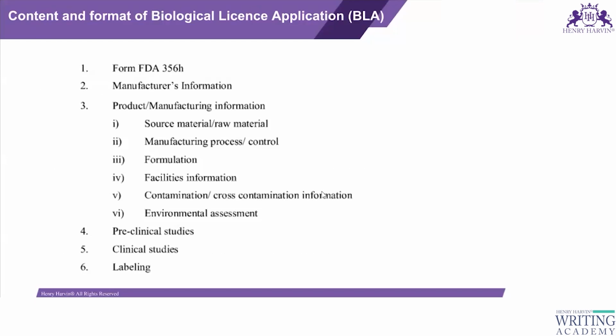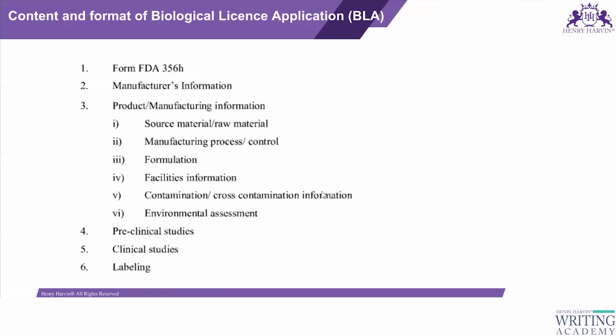So for biological licensing application, FDA form number 356H is filed, which contains the manufacturer's information. Then product or manufacturing information, in which the source of raw material, from where the raw material is being procured. So that information is given, because if the raw material is contaminated, then the whole final product will also be contaminated. Then the manufacture process, how the manufacture process is done and how the contamination is controlled during the manufacturing process.